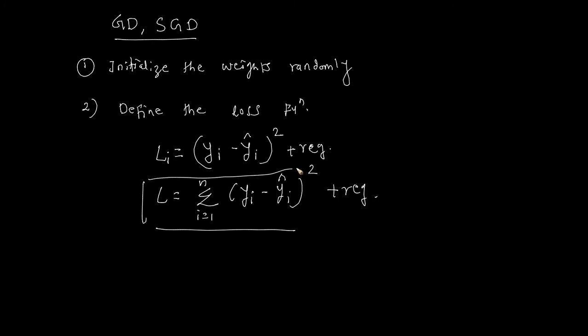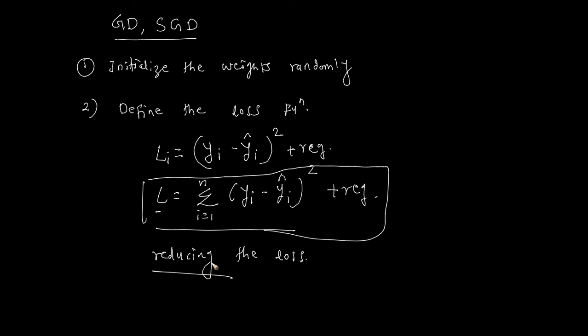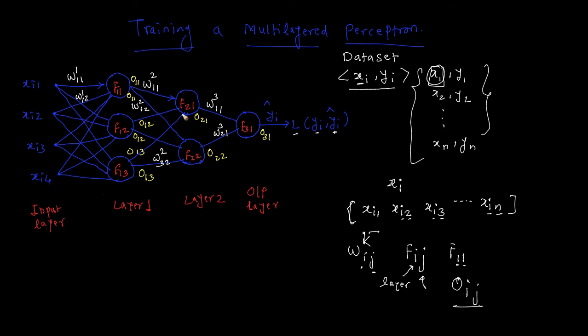Now we want to optimize this loss, which means we want to reduce this loss. So how to reduce this loss? In this loss we have y and y hat. Now in the data set we have data in the format xi comma yi. If we look at this neural network, we give x as input and we get y as output. And we have these w's.